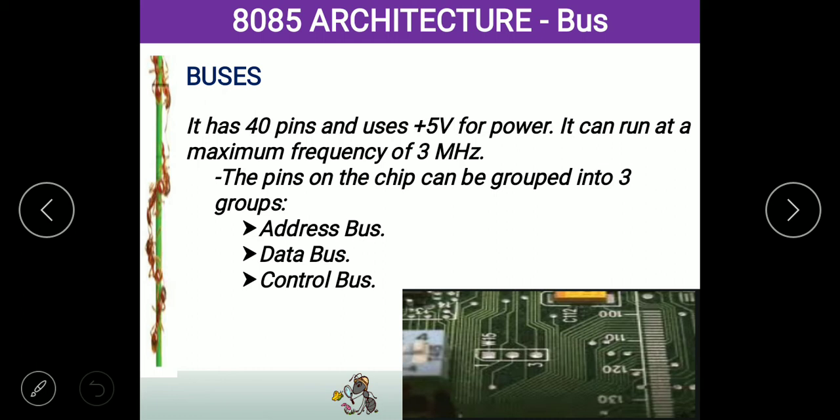A wire or a conductor is normally used to transfer electrons, or electric current, or electric voltage, or EMF from one place to another place. So those wires, those conductors, are called buses. Buses may be external. There are 3 types of buses in the microprocessor: one is the address bus, second is the data bus, and third is the control bus.